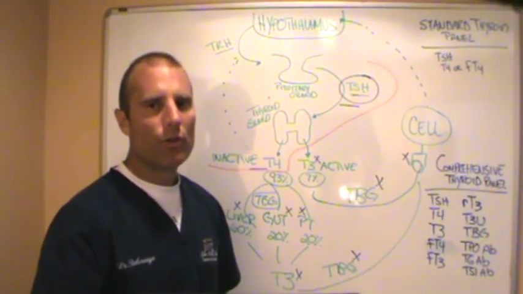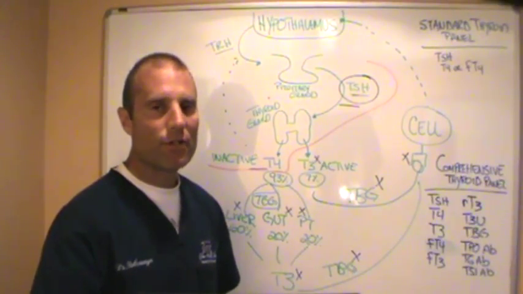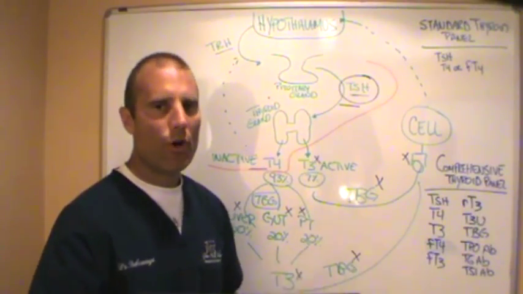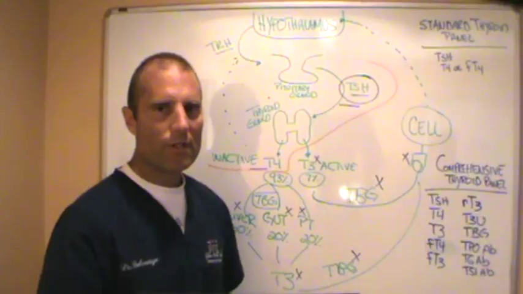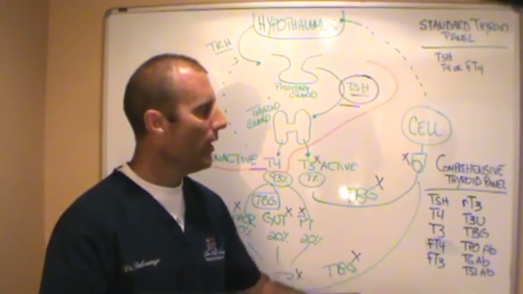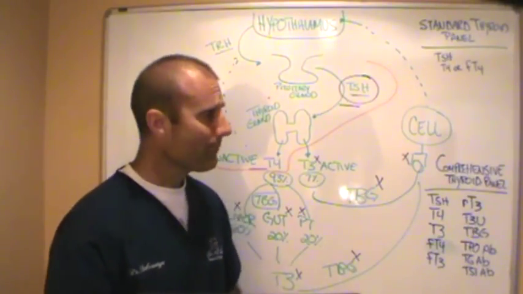You want to know what your glucose is. You want to know what your hemoglobin A1C is, what's your cholesterol status, triglyceride status, what's your iron levels, what are your RBC indices. You really want to know what's going on with the whole system. So a comprehensive metabolic panel should be done along with a comprehensive thyroid panel.